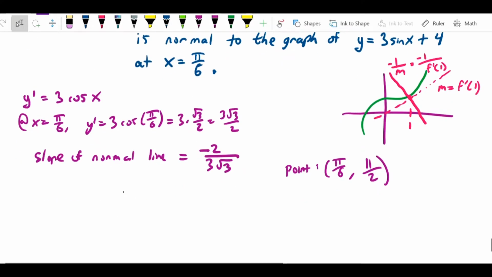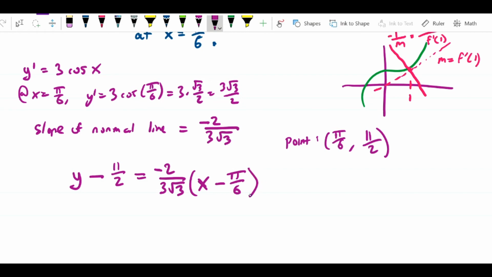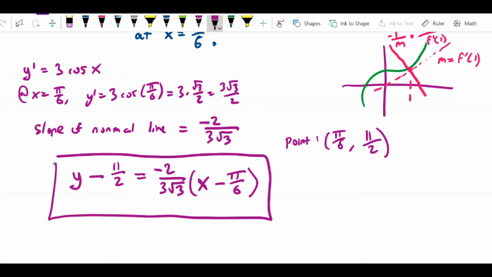So now we have a point and a slope, so we can easily write the answer in point-slope form. And by the way, the equation of a line is in fact an equation. It's not just one side of an equation. So in point-slope form, that gives us y minus 11 over 2 is equal to the slope of the normal line, which is negative 2 over 3 root 3, times x minus the x part of that coordinate, pi over 6, and that is an equation of the normal line.